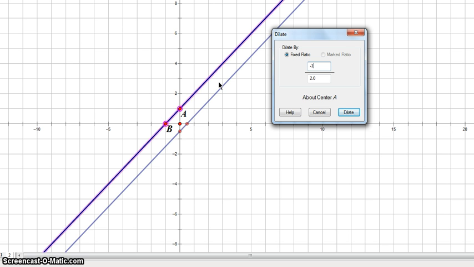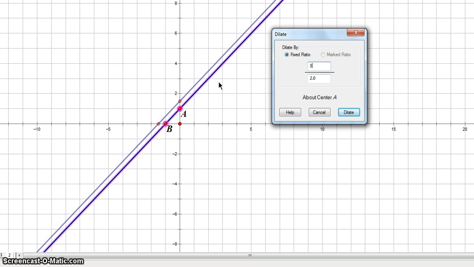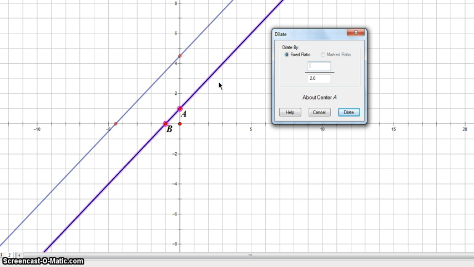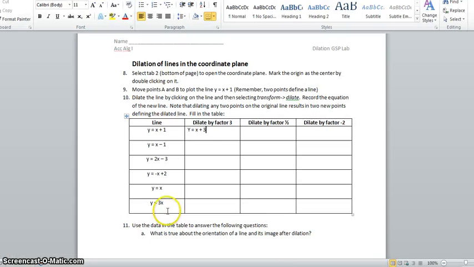It's always, no matter what I plug in here, parallel to the original. That's always going to be true. That's basically one of the things you're discovering. So that means on this form right here, all the way across, no matter what I dilate it by, I'm going to have the same slope. So in other words, this has to be y equals 1x plus something.